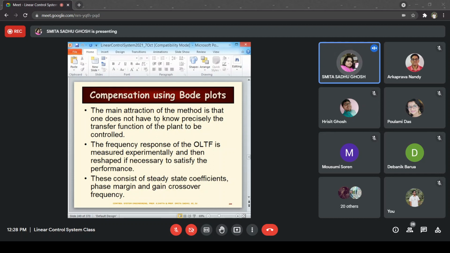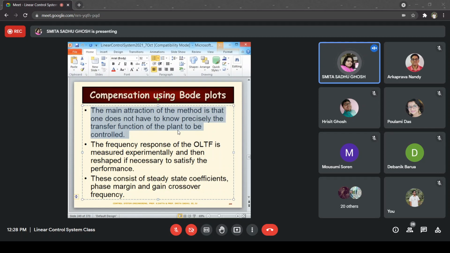The main attraction of this method is that one does not have to know precisely the transfer function of the plant to be controlled. What we are saying here is that if you have a system, you can directly get the Bode plot without even knowing the transfer function of the system. I'm speaking about a physical system where you can experimentally try to obtain the frequency response.